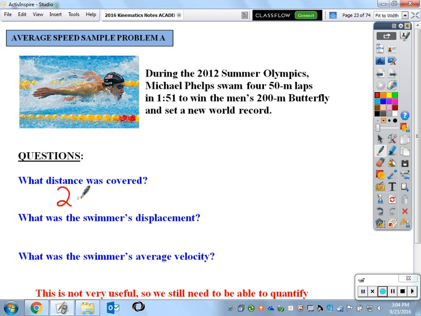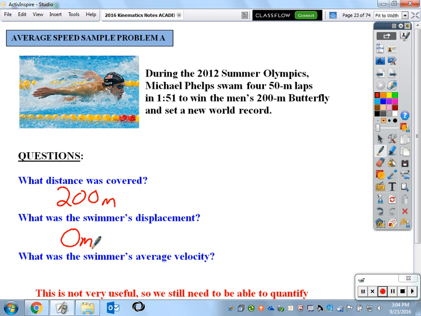He went 200 meters at the 200-meter race. But he did 4 laps in an Olympic pool. So started at one side, went down, came back, went down, came back. What was his displacement? 0 meters. Because again, if you remember our baseball example from last class, we only care about the displacement where we start and where we finish.